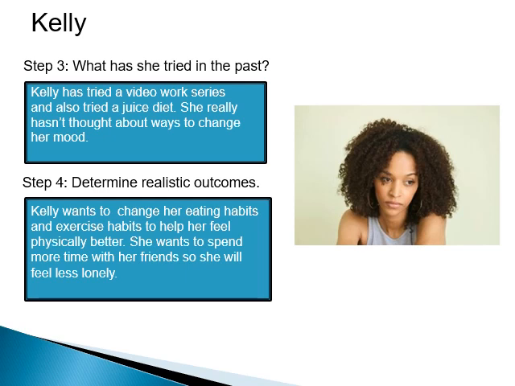Step 4 for Kelly is to determine realistic outcomes. She wants to change her eating habits and exercise more because she knows it will help her feel better and have more energy. She also knows that trying to find a way to spend some time with her friends, in addition to work and caring for her mom, will help her feel less lonely.